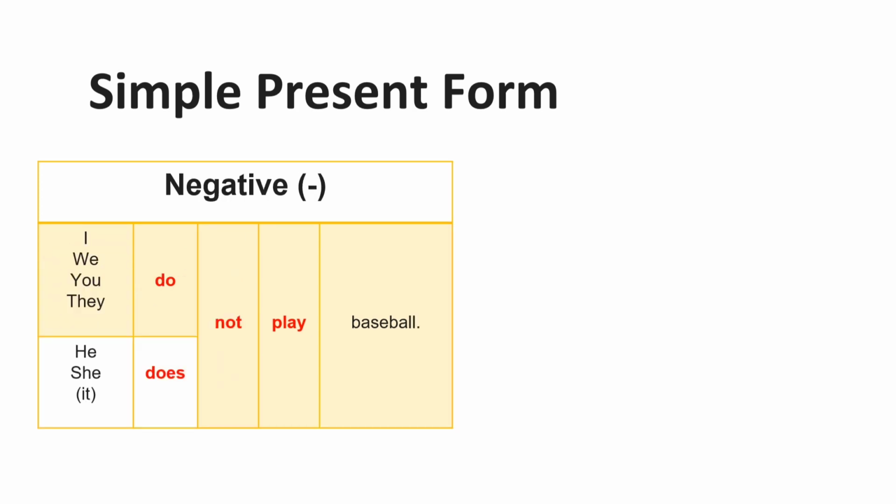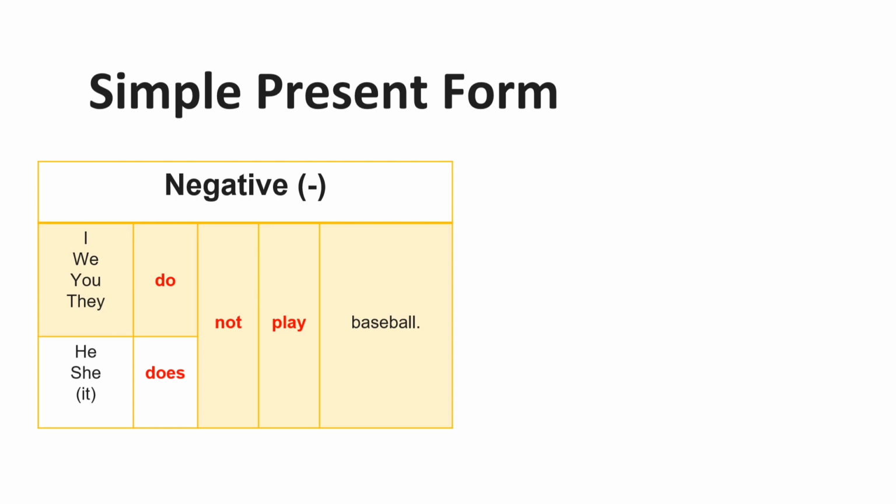What about the negative form? Again, we need the auxiliaries. We need do and does, and then not plus the simple form of the verb. I do not play baseball, or the contracted form, I don't play baseball. We don't play baseball. They don't play baseball. And for he, she, it, does. He does not play baseball.